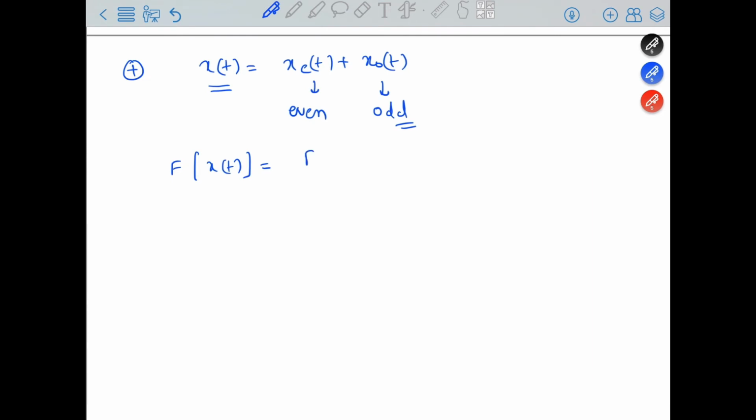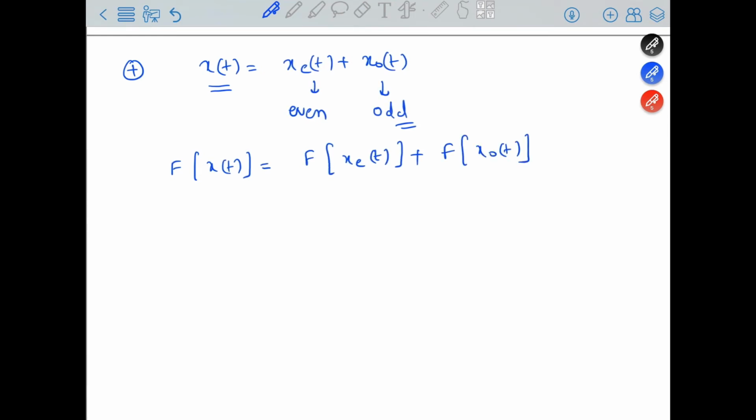Now there is another form: any signal can be represented in the form of its even part and odd part. Here x(t) is the signal, and x_e represents the even part and x_o represents the odd part. So any signal can be represented in this form. And also, using the linearity property, if we take the Fourier transform of x(t), it is equivalent to the Fourier transform of x_e, the even part, plus the Fourier transform of the odd part.